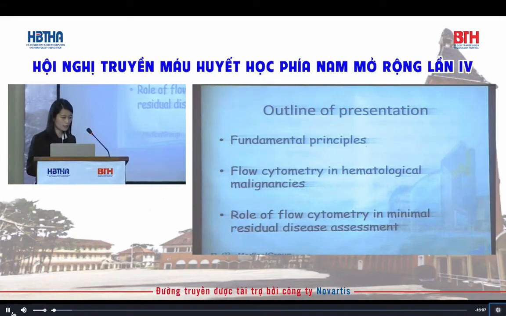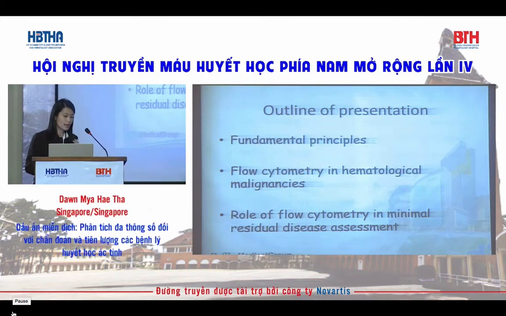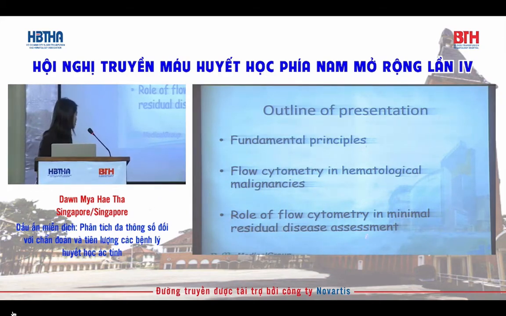presented just now, a fantastic in-depth application of flow cytometry in one aspect of bone marrow investigations, whereas I'll be presenting the general basic principles of flow cytometry and its use in hematological malignancy as well as its role in minimal residual disease assessment.